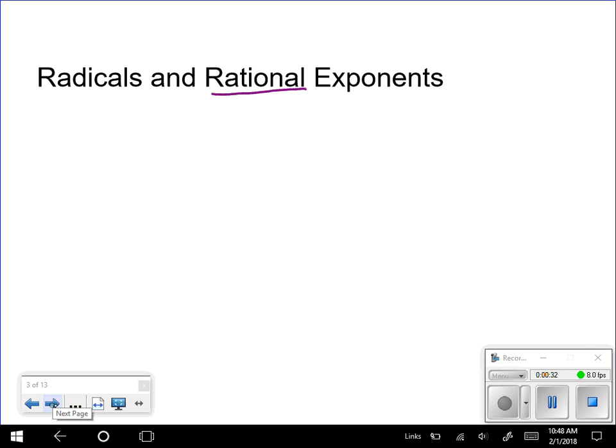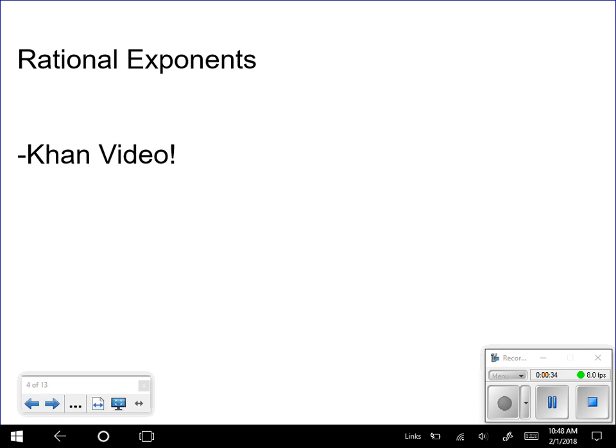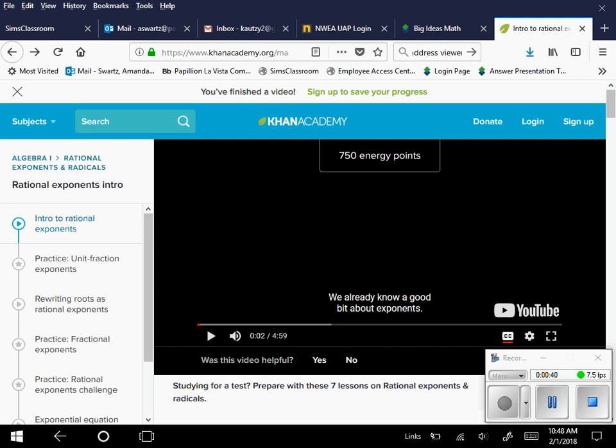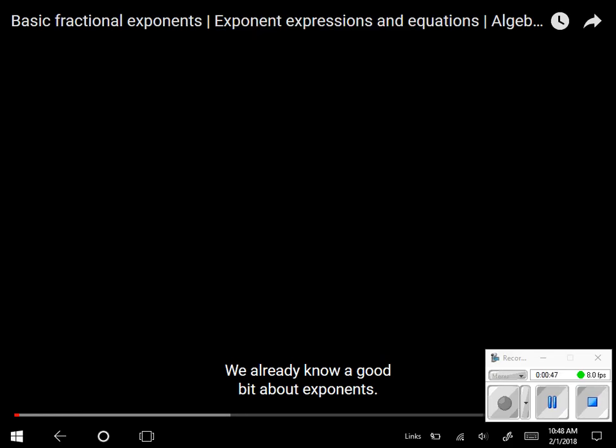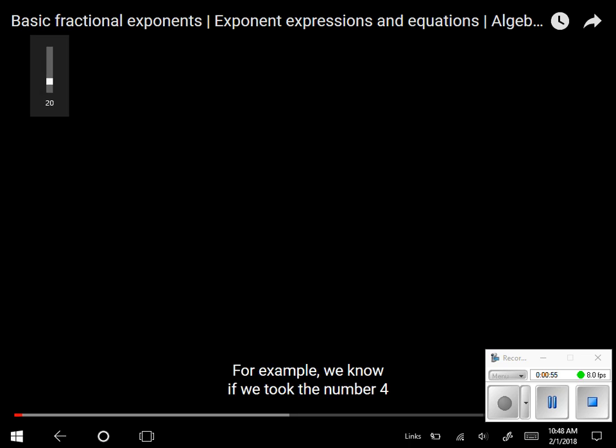So to start, I want to give you an intro of rational exponents. And to do that, I think Mr. Khan does a really good job. So what I'm going to do is enlarge this and play it for you. You can listen to him talk about exponents. He does a good job of breaking some things down. I might not play his whole video, but play a lot of it. So I got to turn him up here a little.